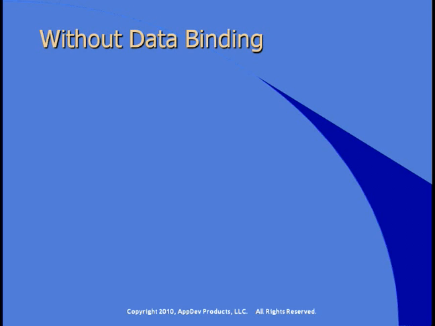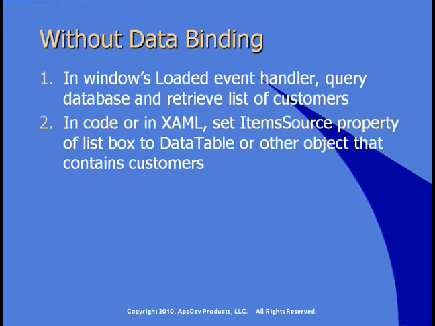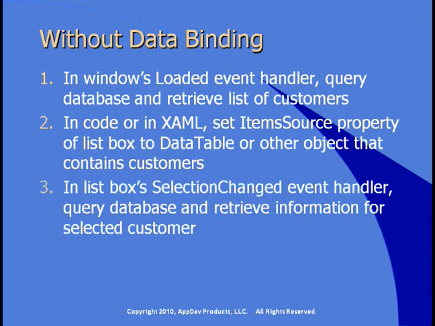Now you don't need to use data binding. You can do this all by hand. So in your Window's Loaded event handler, you could query a database and retrieve a list of customers. And then in code or in XAML, you could set the ItemsSource property of a list box to a data table or other object that contains the customers. And at that point, you'd be able to display customers in a list box. And then in the list box's SelectionChanged event handler, you could query the database and retrieve the information for the selected customer.